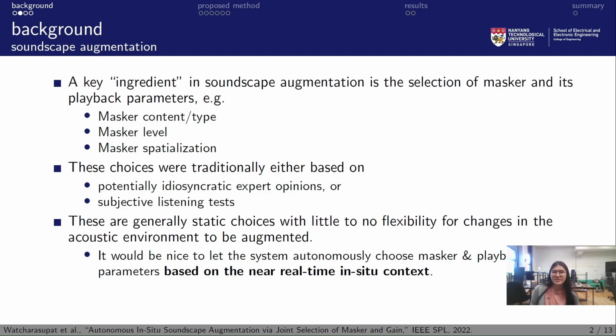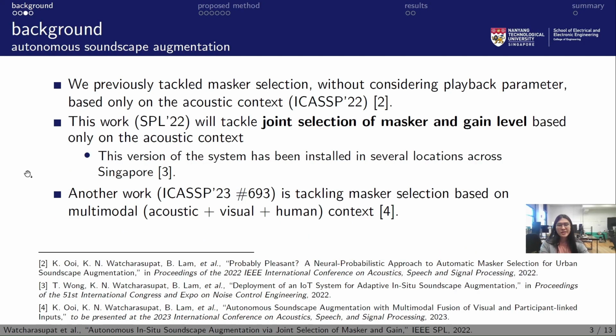So it would be nice to let a system autonomously choose the masker and playback parameters based on the real-time in-situ context that we are trying to optimize for. In an earlier work, we used a deep learning model to perform autonomous soundscape augmentation, or rather masker selection, without considering playback parameters, based on the acoustic context. This was our work at the last ICASSP. This work tackles joint selection of masker and gain level based on the acoustic context as well, and this is the work that has been deployed across Singapore.